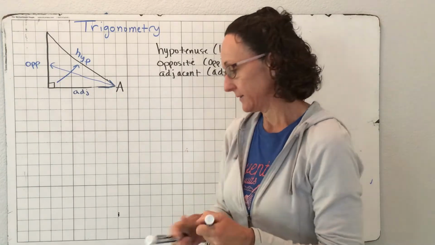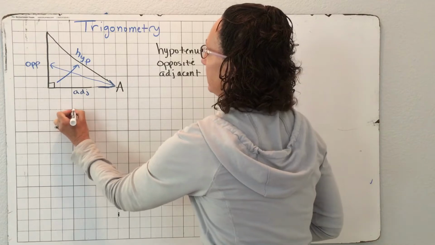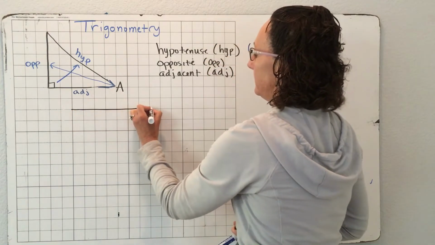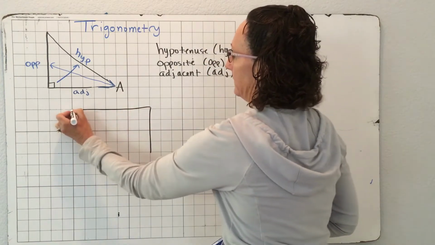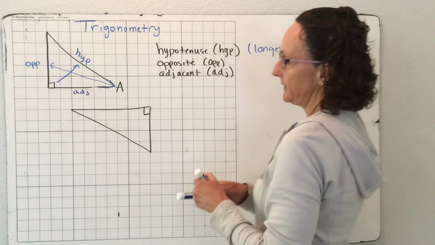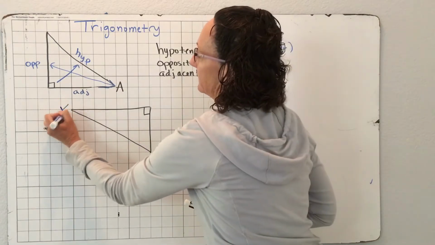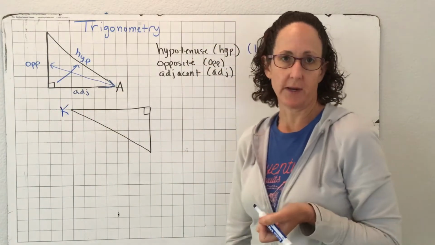Okay, all right, so let's do one more example. Let's just draw a triangle that looks kind of different. So let's draw it this way. All right, so again, I have to give you an angle. Let's just give you like K this time, because it could be called pretty much whatever, okay?